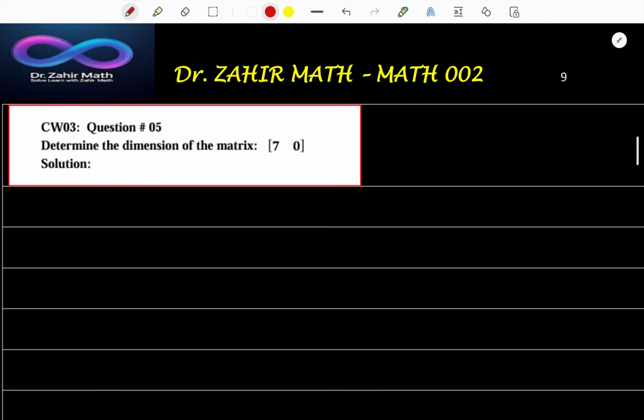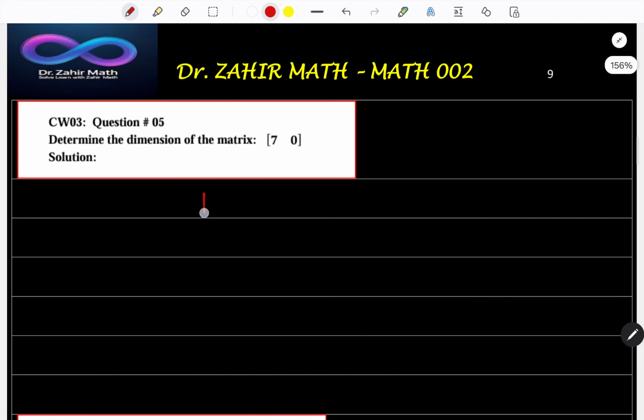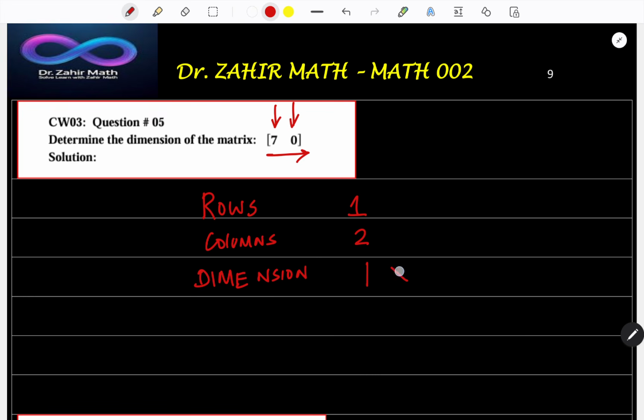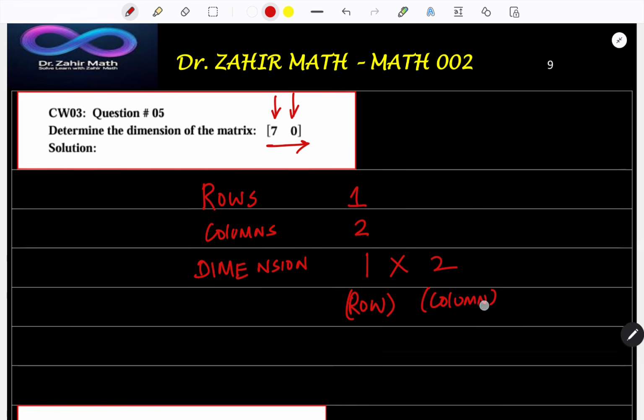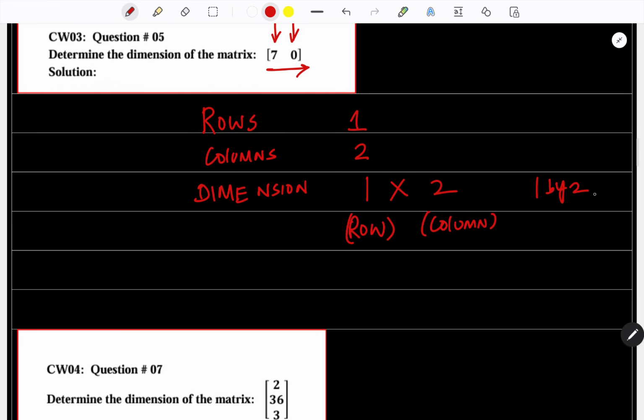Determine the dimension of the matrix. Again the same question. How many rows are here? Only one row. How many columns are here? One column, two columns. So there are two columns. So what is the dimension of this matrix? It is 1 and then 2. So first is row, next is what? Column. Okay. So it is 1 by 2. How should you read it? 1 by 2.